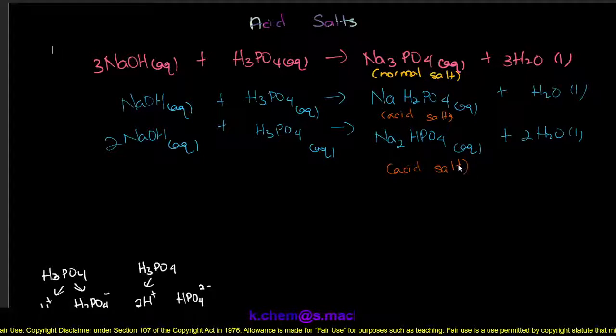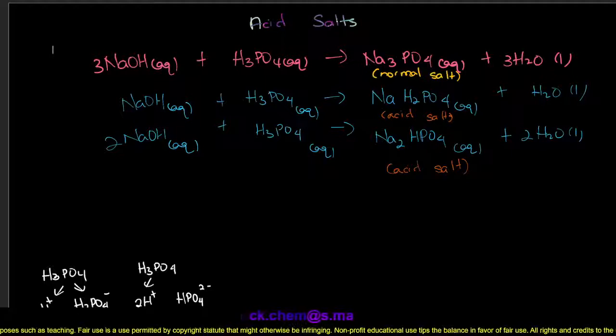I'll also mention the name of the two acid salts, where we have H2PO4 minus. This is a dihydrogen phosphate. So the name of the salt is sodium dihydrogen phosphate. Where we have HPO4, the name of the anion is hydrogen phosphate. So the name of the salt is sodium hydrogen phosphate.